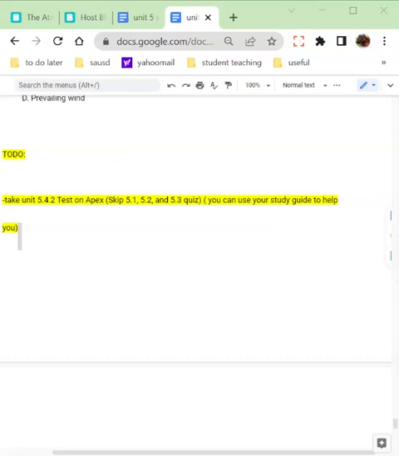So to repeat, you don't need to do anything from 5.1, 5.2, or 5.3. Just skip all those and go to the test 5.4.